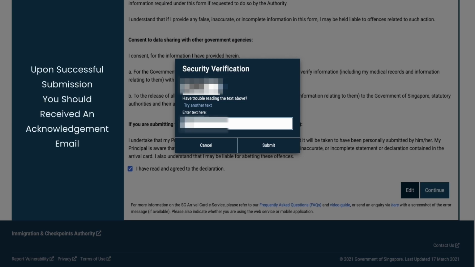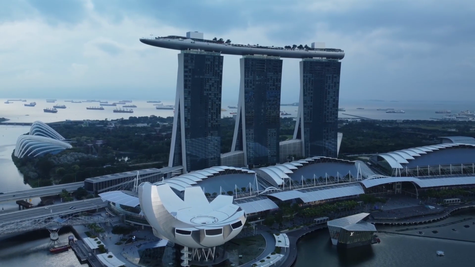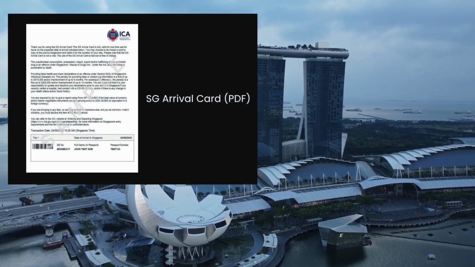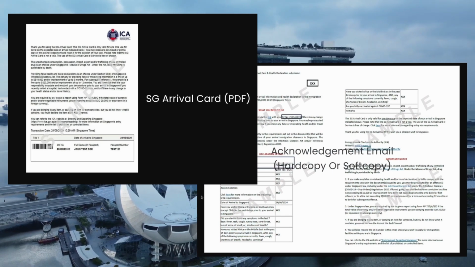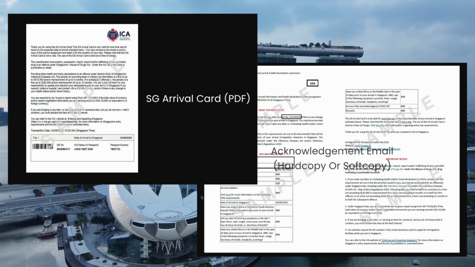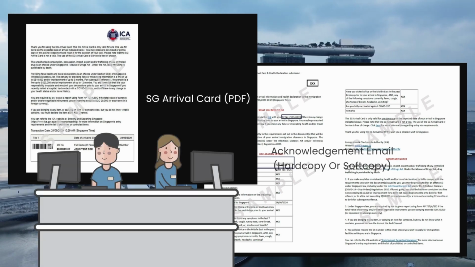After you have successfully submitted your SG arrival card registration, an acknowledgement email should be sent to you. When arriving in Singapore, make sure to bring your travel documents, as well as either a PDF download of your SG arrival card, or an acknowledgement email in either hard copy or soft copy that will be sent to your email upon completion of the declaration. These documents will be presented to the ICA officer at the immigration counter.